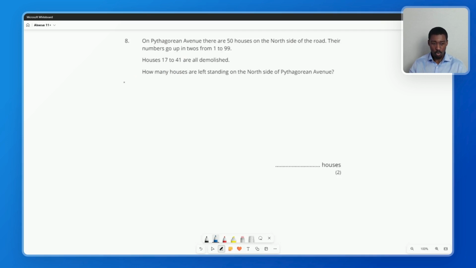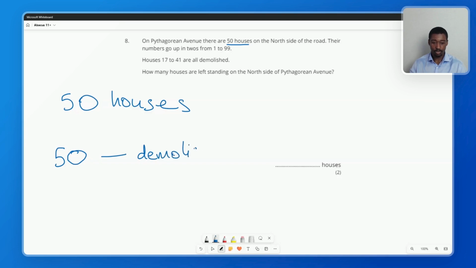So we start at the fact that we know there are 50 houses, okay? And really, all we have to do to work out how many houses are left standing is simply take the 50 and minus the number of houses that are demolished. If we take 50 and minus the demolished houses, we should be left with the houses left standing. Okay, so how many houses were demolished? This part of the equation.